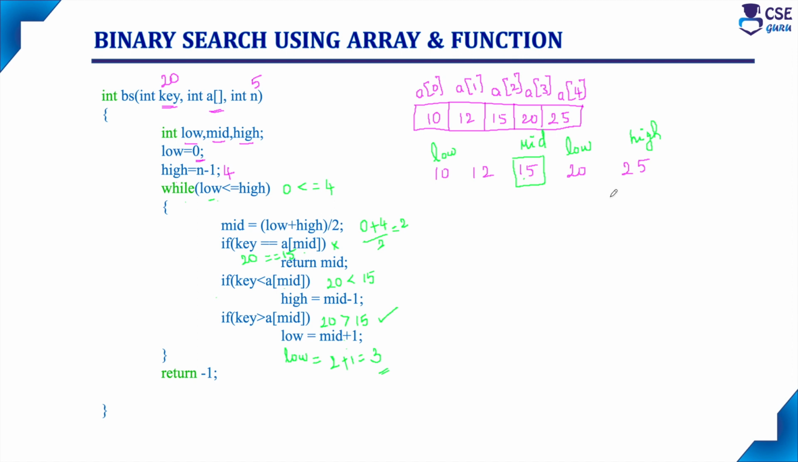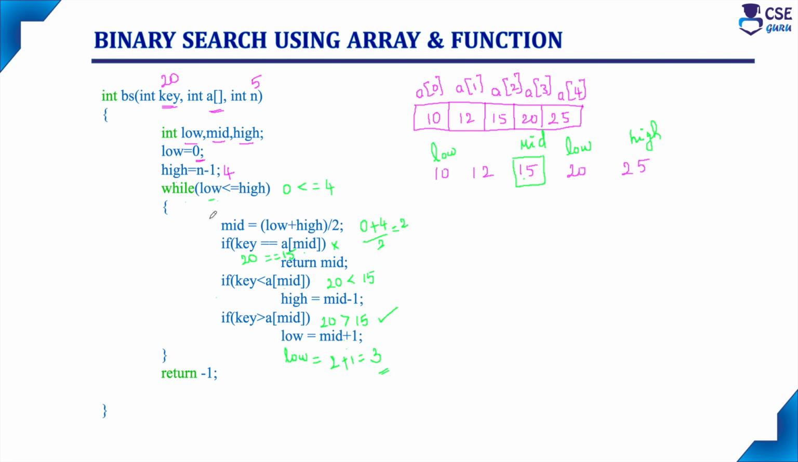To overcome this linear search disadvantage, in binary search, what we are doing is the key element will always be compared with the mid element. If the key element is lesser than the mid element, the search will happen only in the left part of the array. Suppose the key element is greater than the mid element, the search will happen only in the right part of the array.